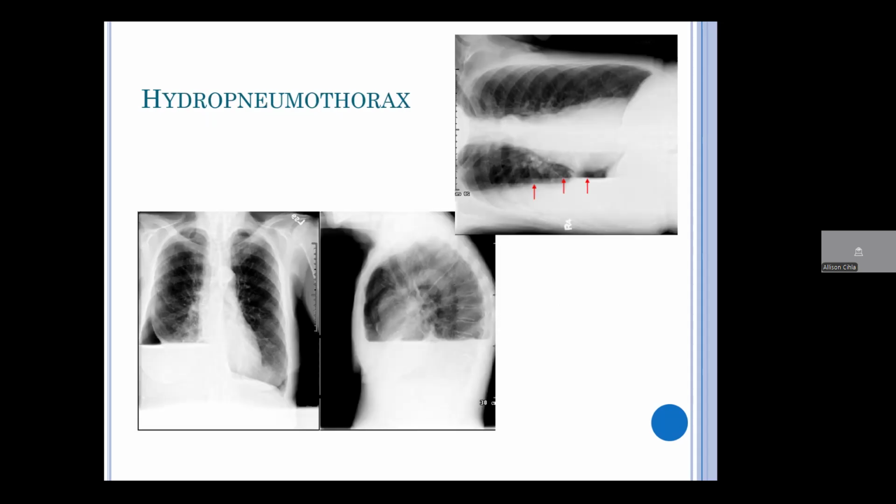We see that with blood. We can see hemopneumothorax when blood would do this, or we can see it with pleural fluid or incorrect placement of an IV. We can see this happen as well.